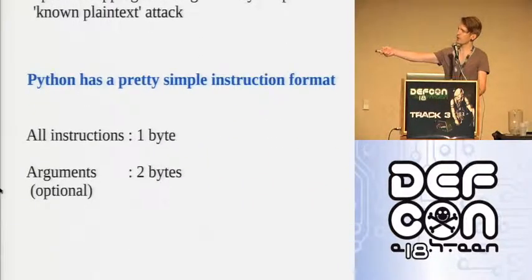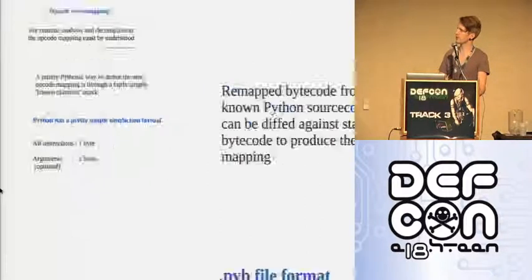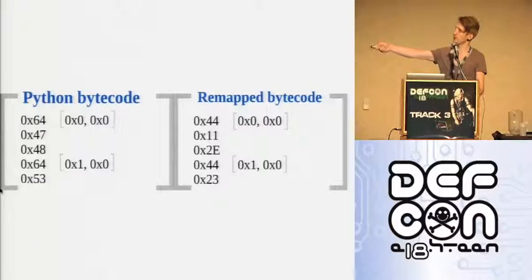So as I said, all instructions are just 1 byte, and there's an optional 2 byte argument to it. So if we go and look at some normal Python bytecode on the left that we've already seen, if they'd remapped their stack, 0x64 has been remapped to 0x44, 0x47 has been remapped to 0x11, et cetera, et cetera.